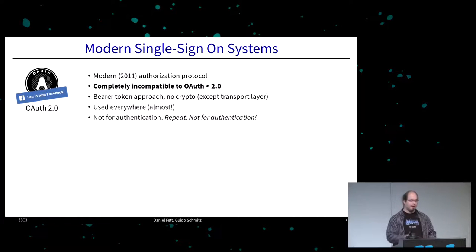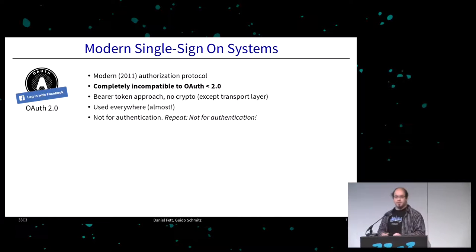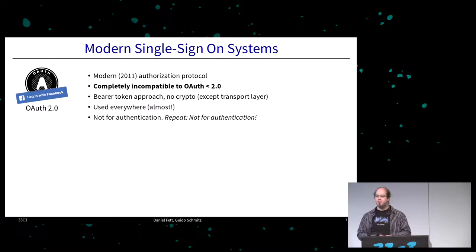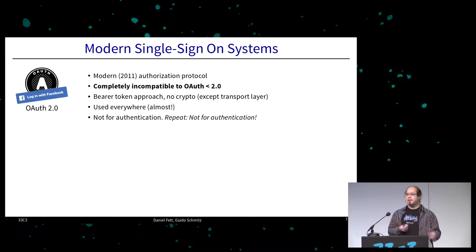And there are now modern single sign-on systems, for example, OAuth 2, which is also used in login with Facebook. This is completely incompatible to OAuth 1. And OAuth 2 uses the so-called bearer token approach. That is, the whole protocol is based on some random values that are passed around, but there's no crypto involved, except for the transport layer, for HTTPS, for example.